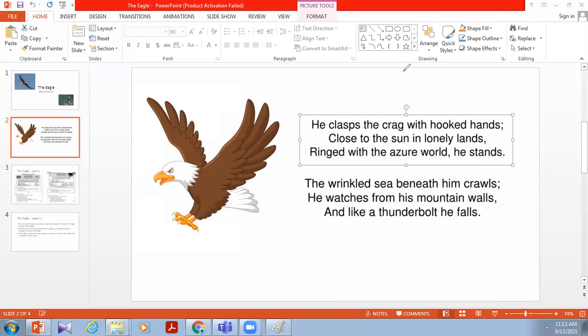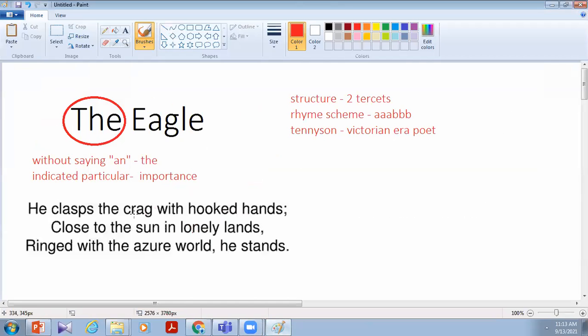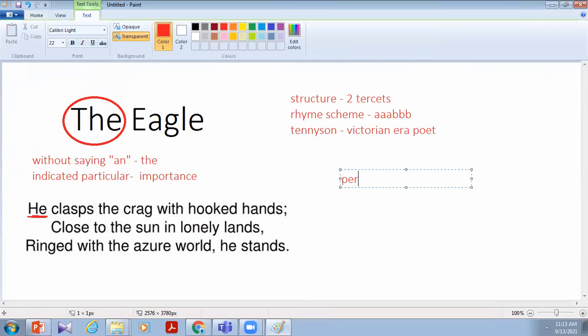Like that, if you have any question, ask and clarify, because it's useless attending to something without getting the use of it. So then here, let's move on. He clasps the crag with crooked hands, close to the sun in lonely lands, ringed with the azure world he stands. He clasped. Okay, so this poem consists of a technique called personification.